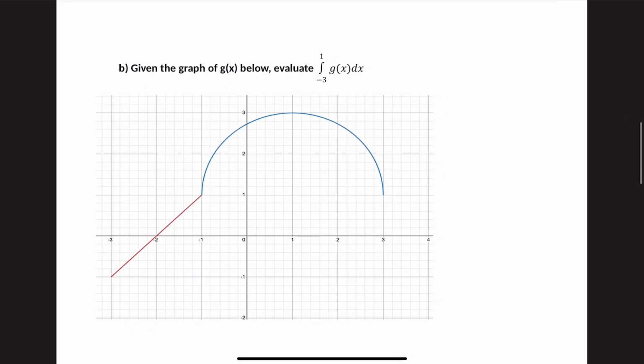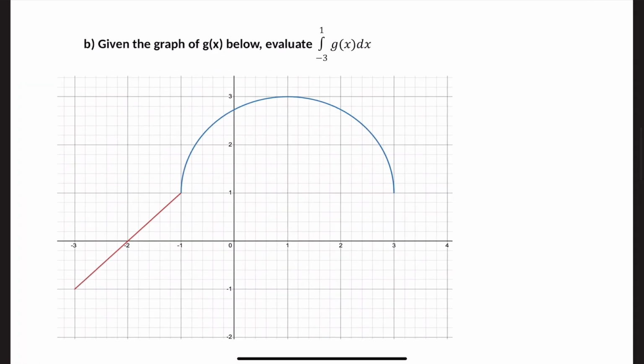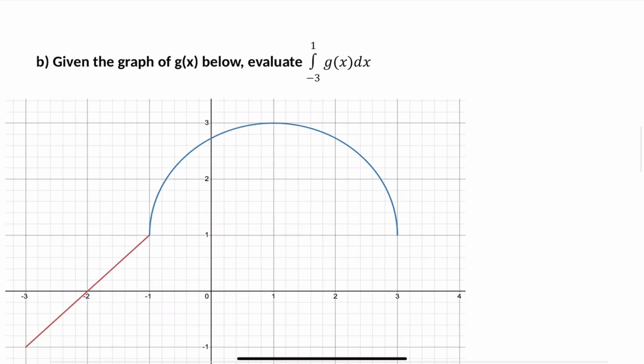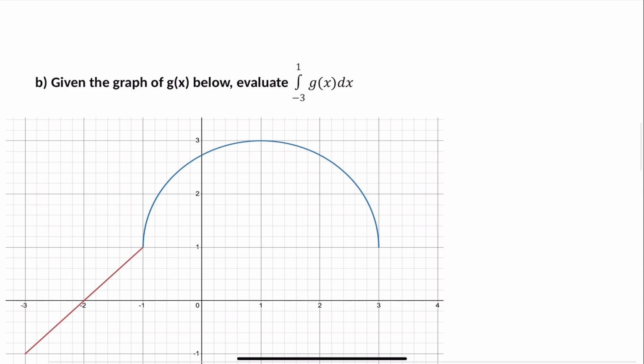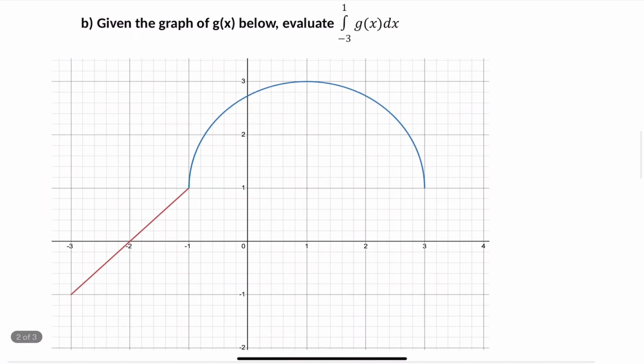Moving on to part B, this says given the graph of g of x below, evaluate the definite integral from -3 to 1 of g of x dx. Now, this question isn't necessarily harder than the first one. It's just that there's more regions that you have to consider. And before you even start the question, I highly recommend you look at your bounds and note that right away. So here it's from -3 to 1. So we will stop when x equals 1.